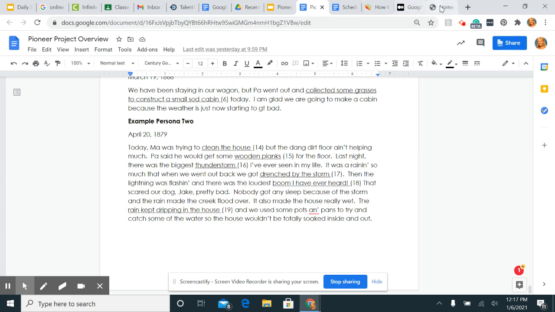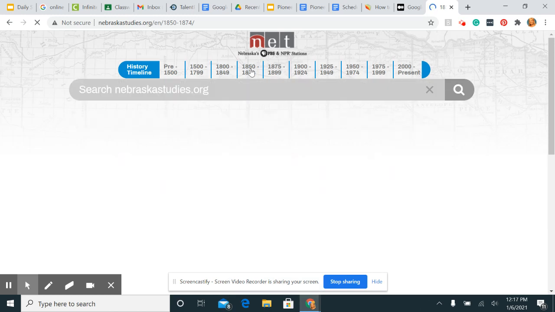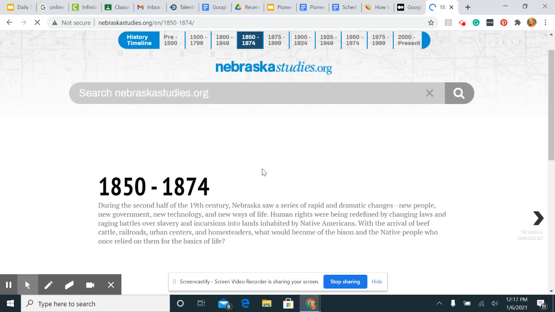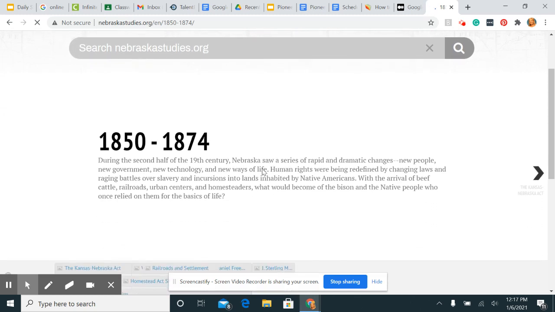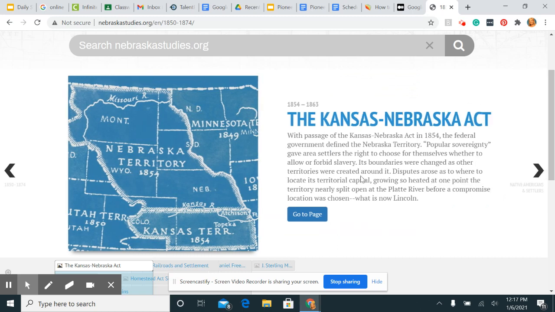All right, here is nebraskastudies.org. This is the website you're going to use. You're only going to look at this date, 1850 to 1874. My computer's super slow right now. Okay, so this gives you a little overview of the time period.